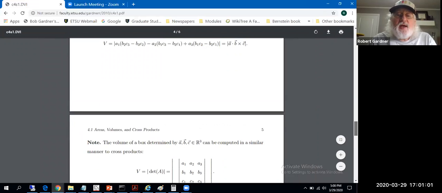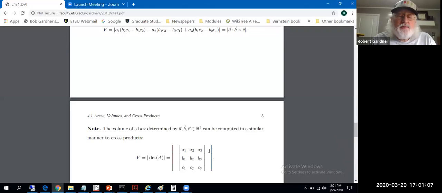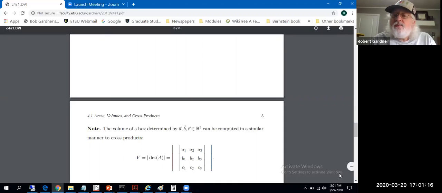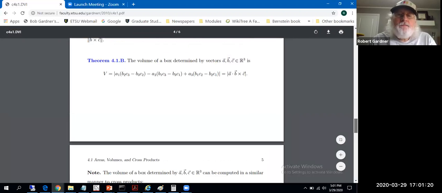Well, we can take those vectors, put them in a matrix. First vector, first row, going in as rows, a little weird. Second vector, second row, third vector, third row. Take a determinant, then we'll need an absolute value. Volumes, of course, are non-negative. Determinants can be positive or negative.